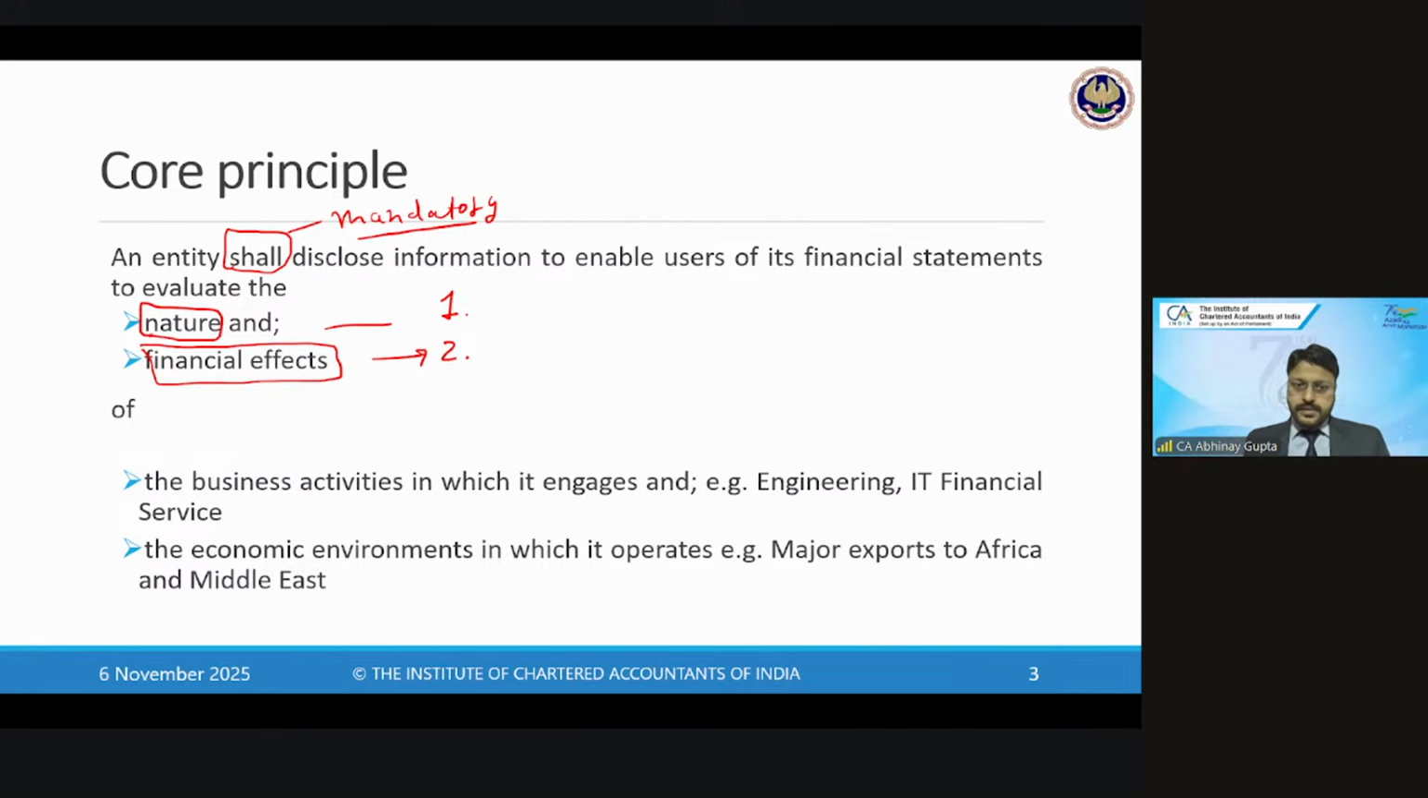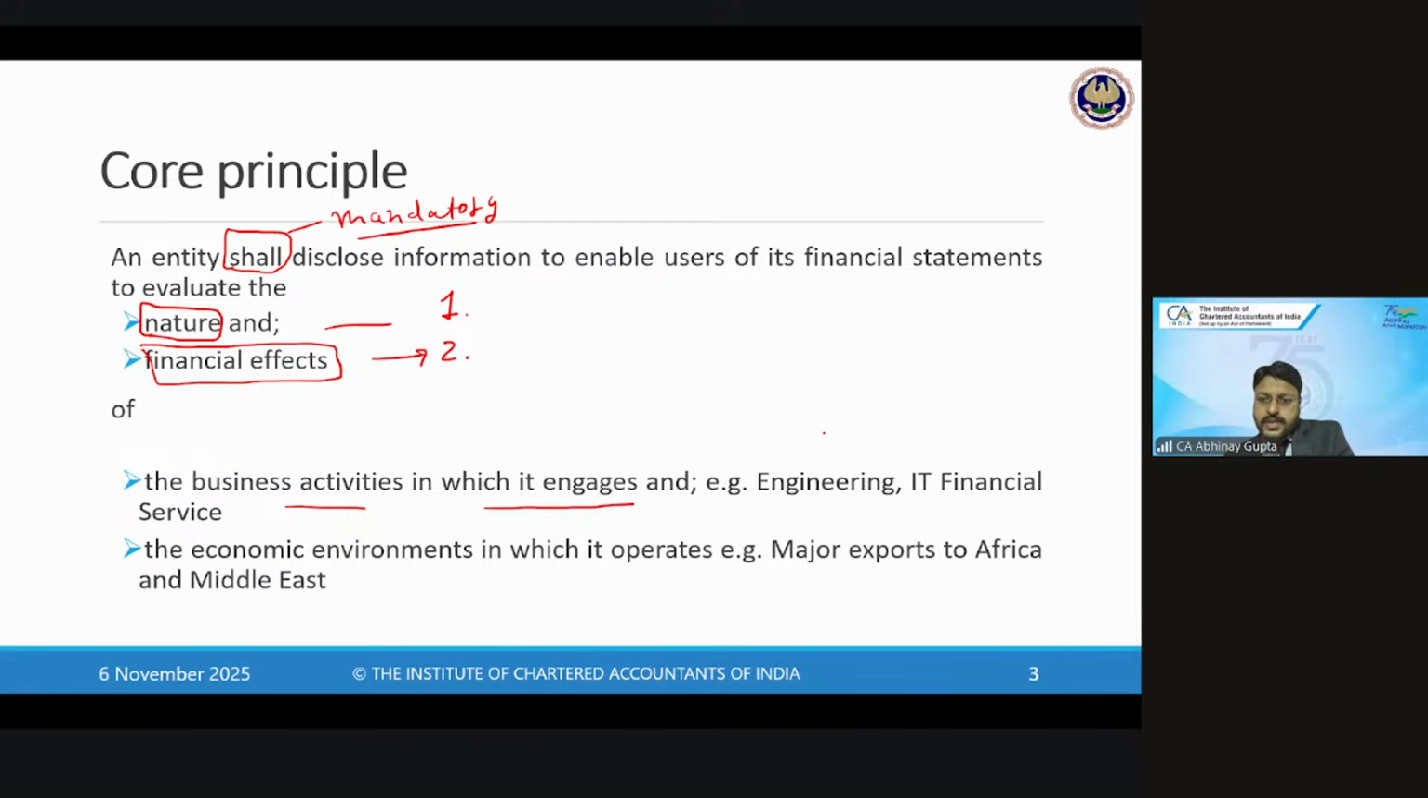Yes, sir. So this is the very purpose of this standard, so that users will be able to understand in which segments or businesses the company is operating, or which geographies the company is operating in. That information is very crucial. So, the nature and the financial impact. These are the two items which the standard expects the users of the financial statements to understand, of the business activities in which it engages.